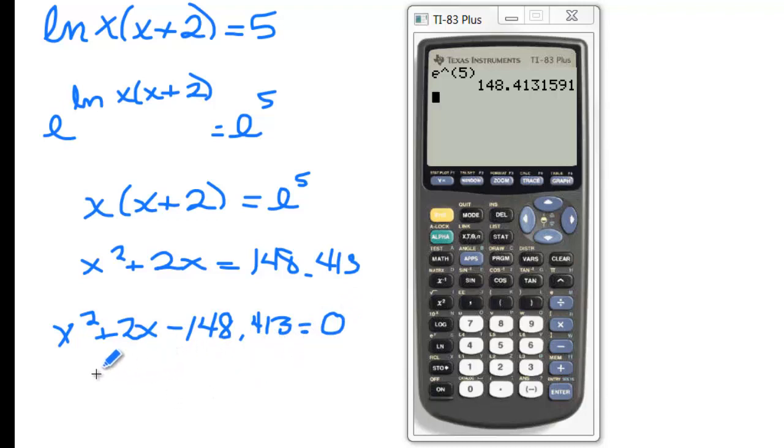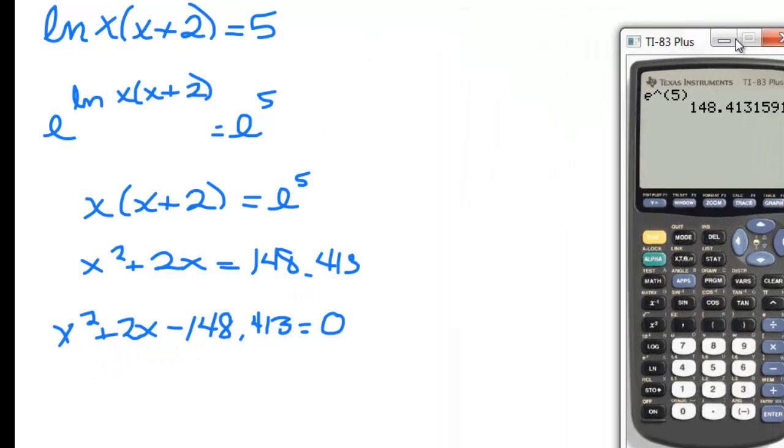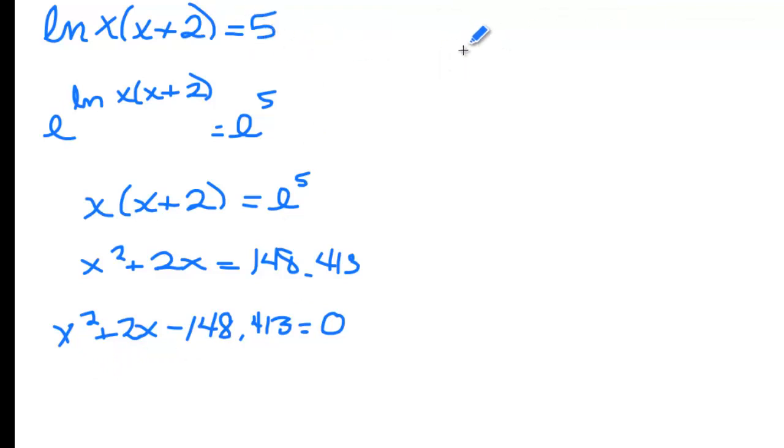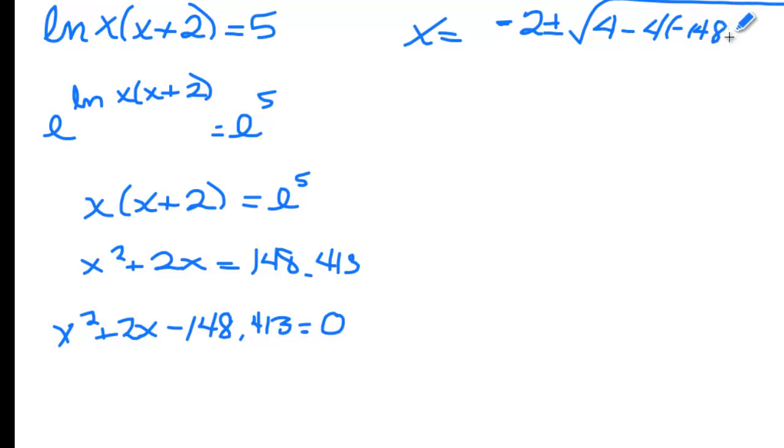I don't know how to factor that, so I'm going to go to the quadratic equation. Quadratic equation says x equals negative b plus or minus the square root of b squared minus 4 times a, which is 1, times c, all over 2 times a, which is 1 again.